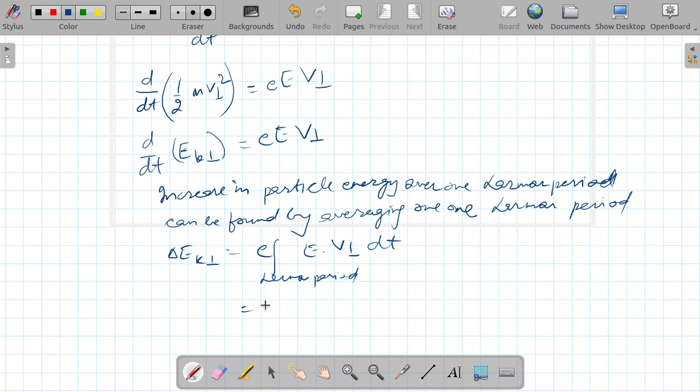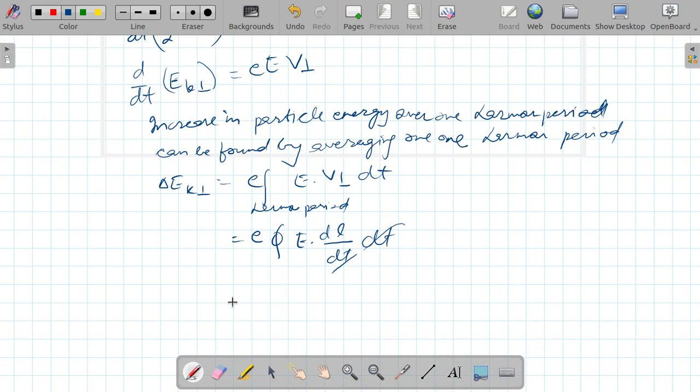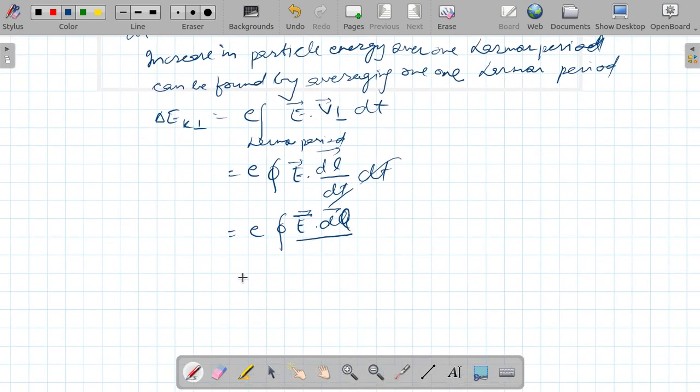So it's closed over one Larmor period, means over a closed contour. So it's a closed curve, so E, and this can be written as dl over dt into dt. This will cancel out with it. So it is E dot dl. These are the vector quantities, right? So if I apply Stokes' theorem, then this can be converted into a surface integral. So it will become del cross E dS. Here, what I did, I have applied the Stokes' theorem.